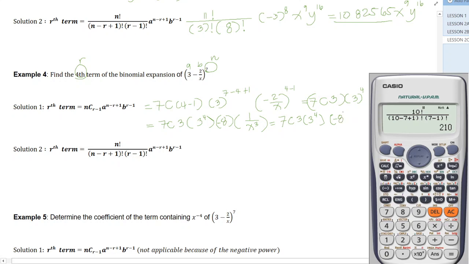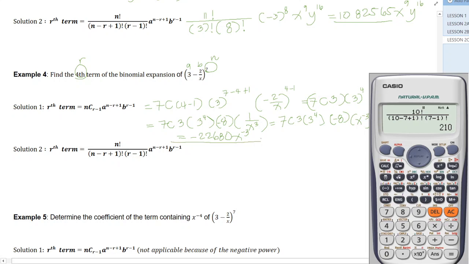Multiplied by x raised to negative 3. Since that is in the denominator, if we get the reciprocal for that, it will become x raised to negative 3 already. Okay, so if we are going to compute that one, that is also equal to negative 22680 x raised to negative 3. So the fourth term for your binomial expansion for that one is this one.